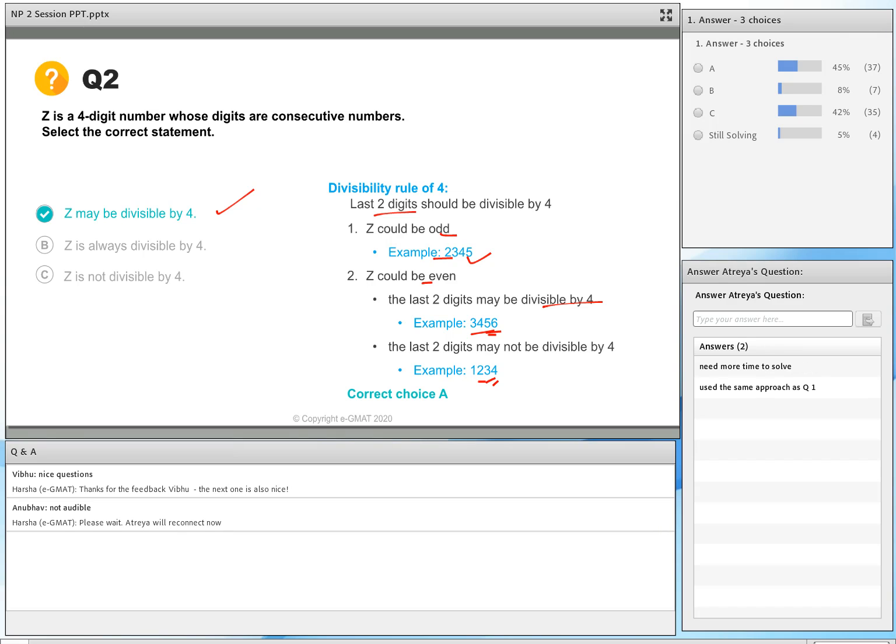Use the same approach as Q1. Okay, need more time to solve. Okay, timing is an issue. Try to solve mathematically. I completely understand. So a lot of you tried to solve it like x plus 1, x plus 2, x plus 3.